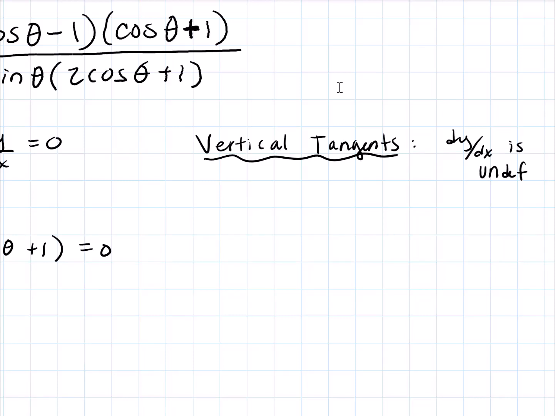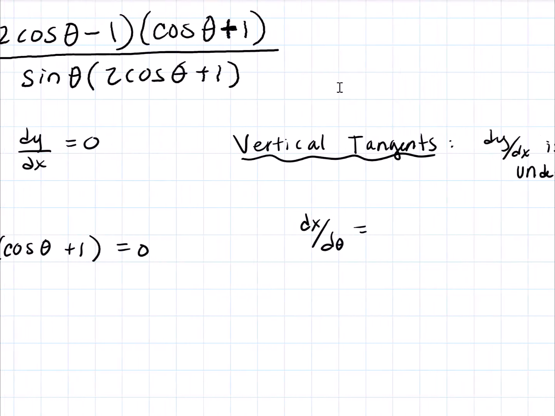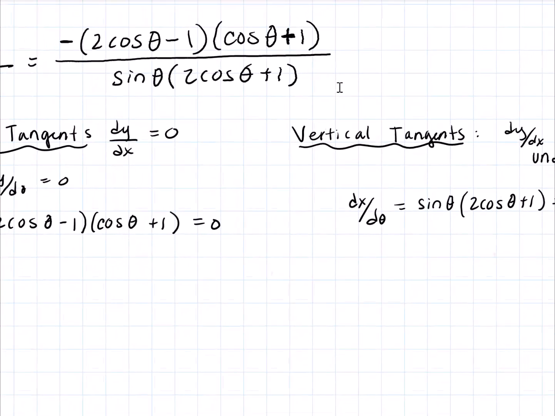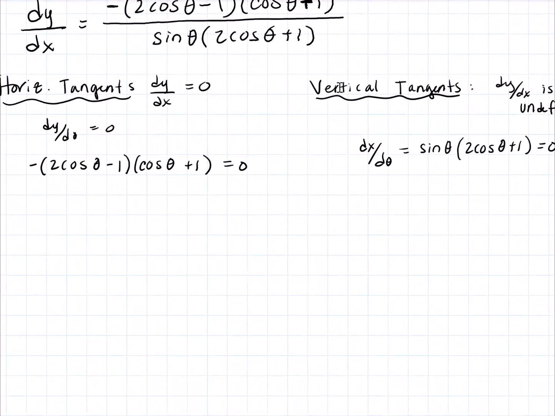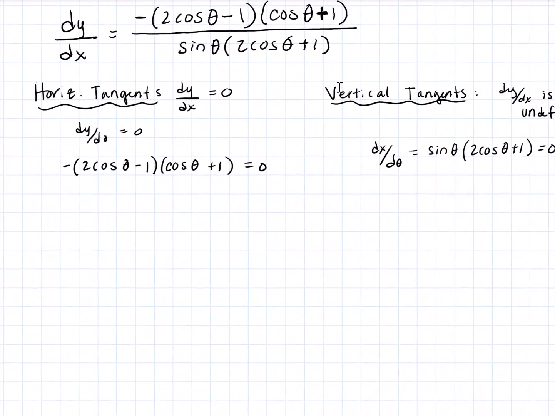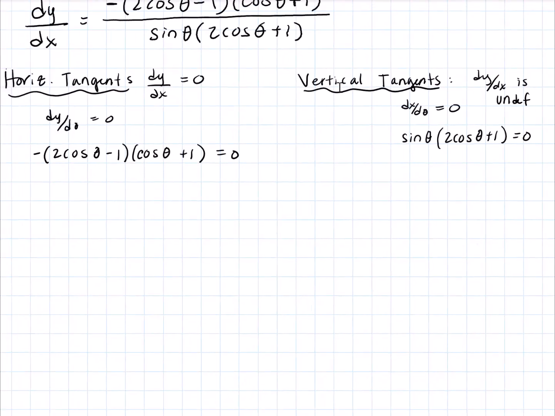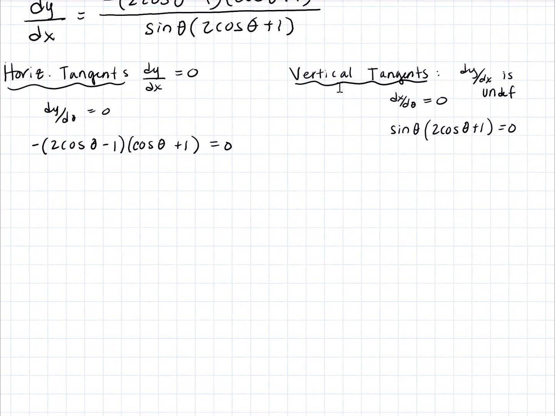And dy/dx is going to be undefined when the denominator, or when dx/dθ, which is sine theta times 2 cosine theta plus 1, equals 0. And so that's where we're going to have our vertical tangents. That said, that's as long as, let me write it so it kind of corresponds with each other, as long as they don't both equal 0 at the same place.